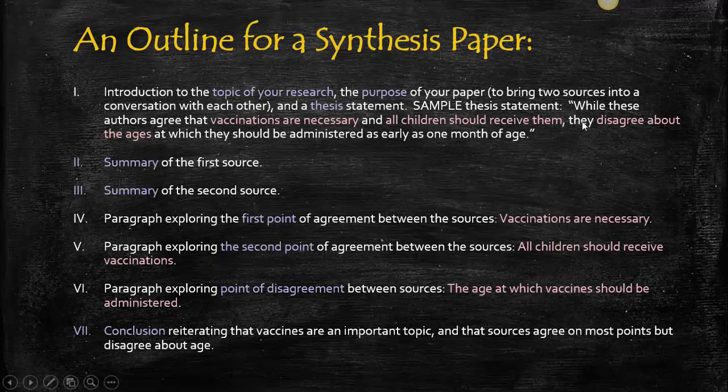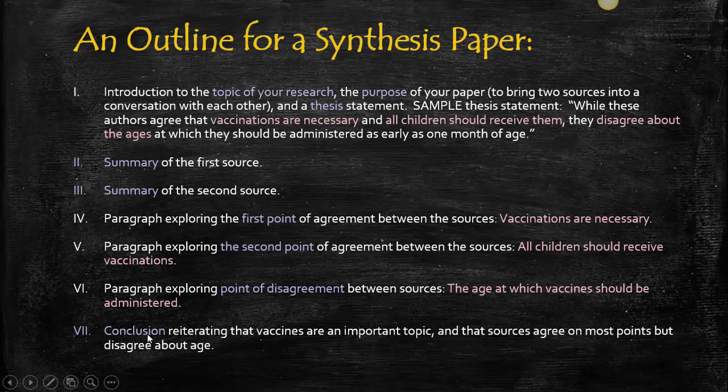And then finally, your third point is that they disagree about the age at which they should be administered, or they disagree that they should be administered at 1 month of age. So there's your final paragraph, a paragraph exploring the point of disagreement, the age at which they should be administered. And again, prove to me that there is that disagreement. So show me that one author might say they should be given at 1 month, and then show me the other author saying no, they shouldn't be given until maybe children are a year old or whatever it is. But show me that conflict between the texts.